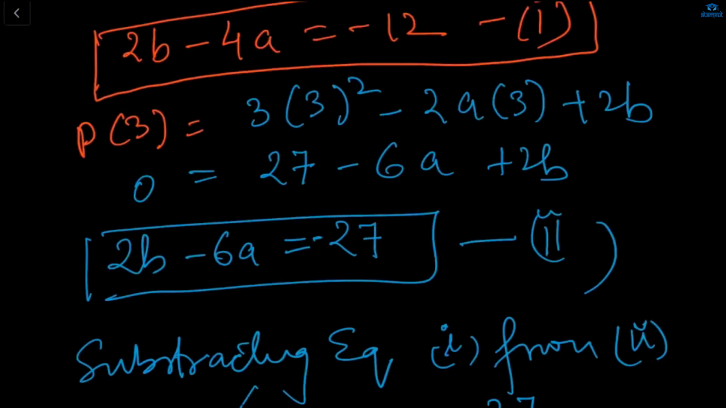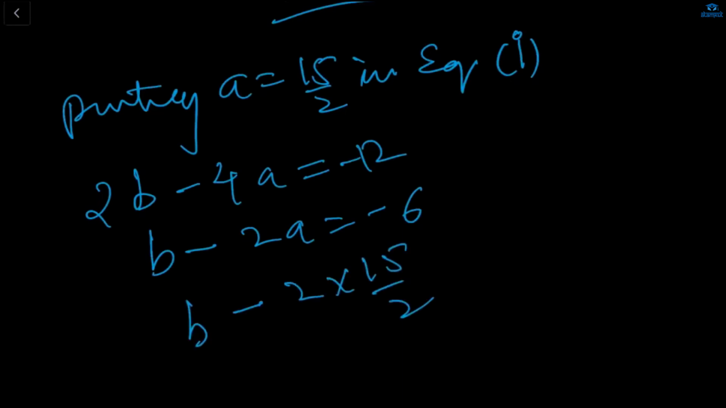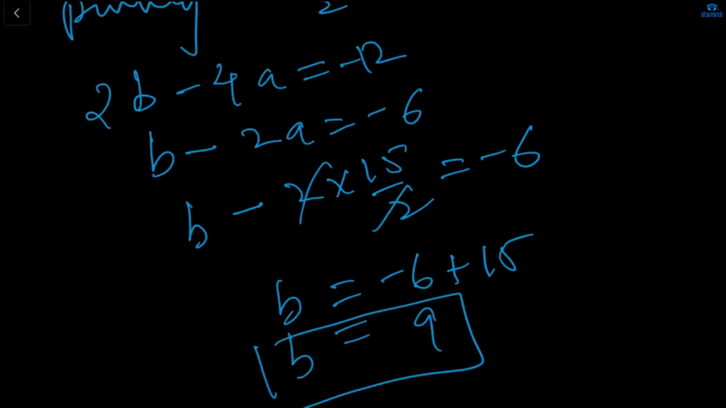You can just simplify this equation this way also. You can write simply b minus 2a is equal to minus 6. 2 you can take common. Now if you are going to put a value as b minus 2 into 15 by 2 is equal to minus 6. Ma'am, b is 4. Okay, you mean to say b is 4. Are you sure? b will be 9. I got 9. Check it.